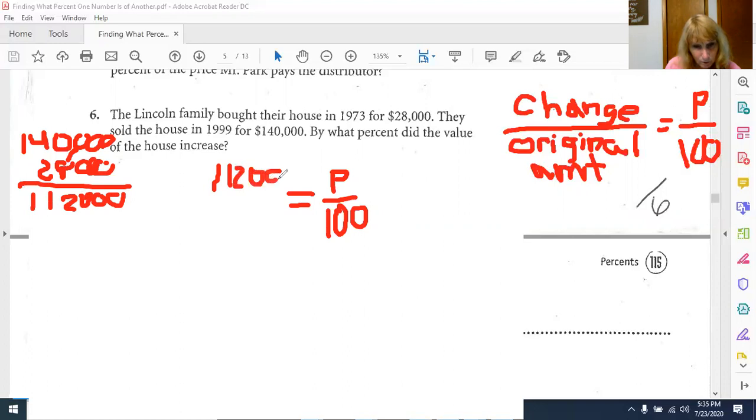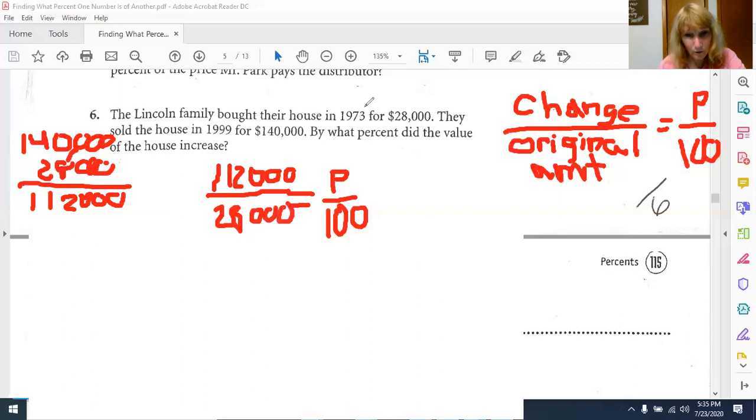0, 0, 0. And on the bottom is your, which number goes on the bottom? Yes, the original amount. What was the original amount? Be careful on that. Right, 28. This is an increase problem, right? So 28,000.